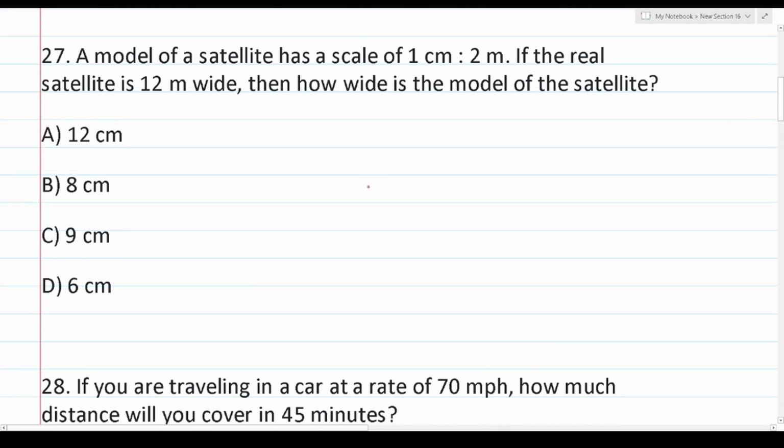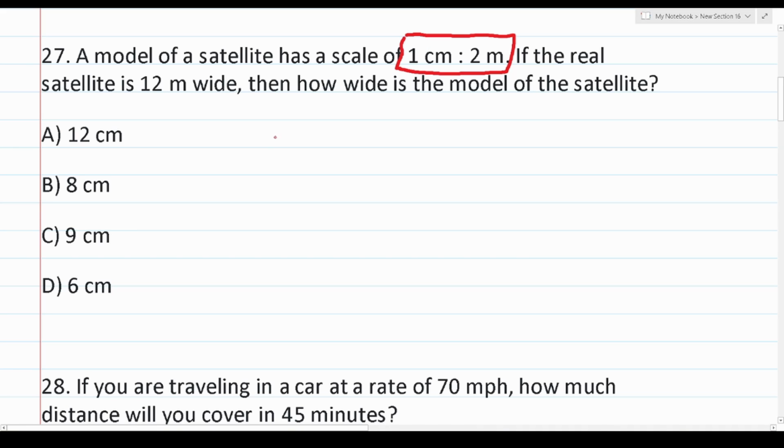All right, number 27 says a model of a satellite has a scale of 1 centimeter corresponds to 2 meters. If the real satellite is 12 meters wide, then how wide is the model of the satellite? Okay, so in this case, whenever you see a scale problem that's written like this, you should automatically think about setting up a proportion to solve the problem.